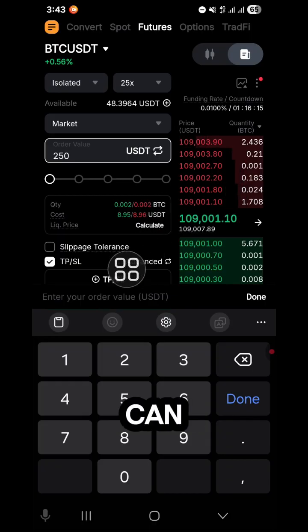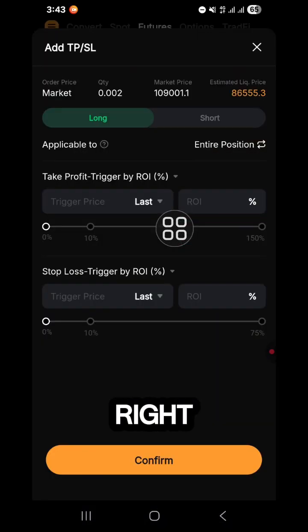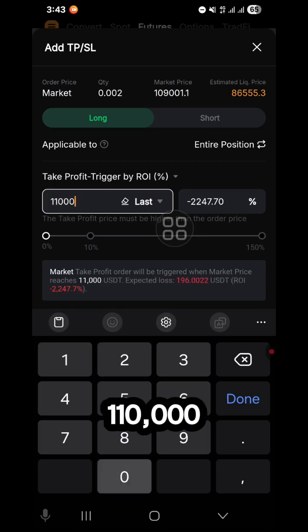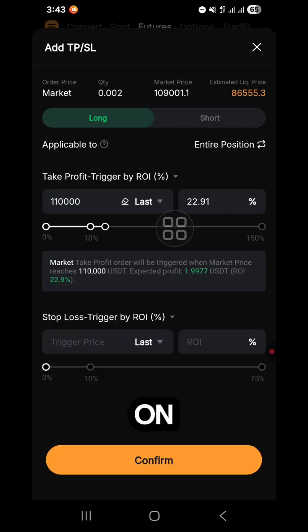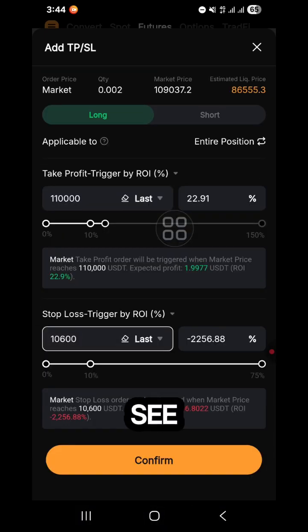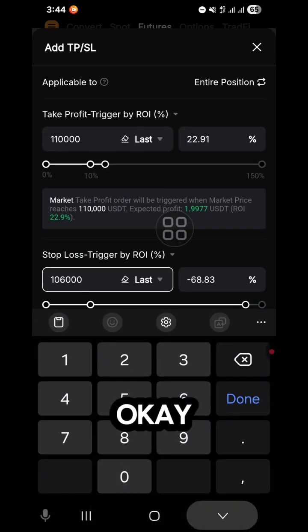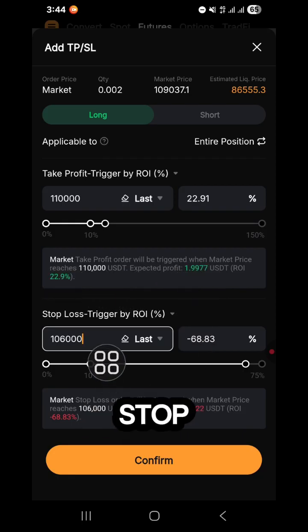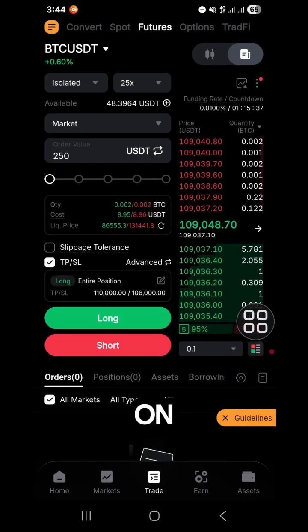In this place, I can simply tap in my take profit. So I'm long, since I believe that the price is going to go up. My take profit, I said 110,000, and my stop loss, let's say 106,000. So you can see if it hits my take profit, I'm going to make almost $2, that's like 22% profit. But if it hits my stop loss, I'm going to lose $6. So I'm going to tap on confirm.